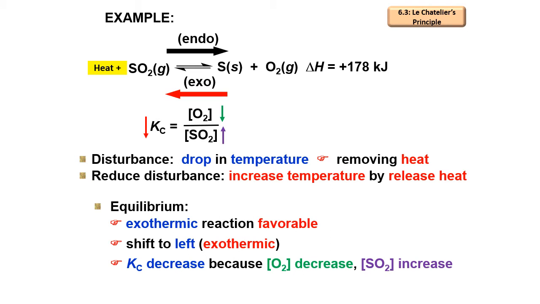Now we check using the same chemical equation but with a drop in temperature. A drop in temperature favors the exothermic reaction. Now we try to increase the temperature by releasing heat. The exothermic reaction is favorable, so the reaction shifts to the left. The equilibrium position will shift to the left, and the concentration of SO2 increases, meaning the concentration of reactant increases and the concentration of product decreases, so the Kc value decreases.